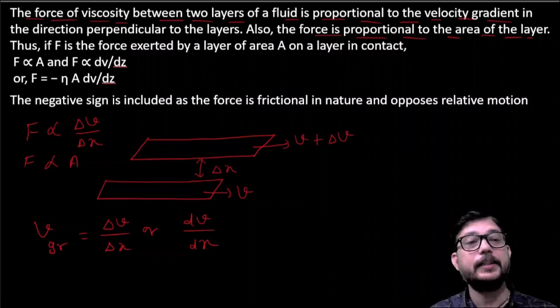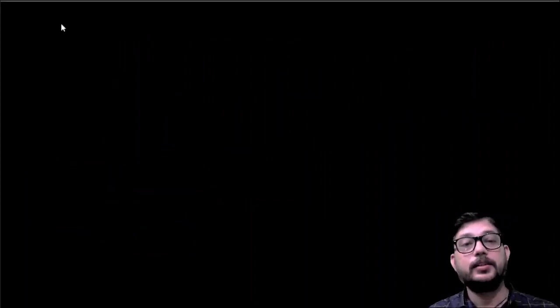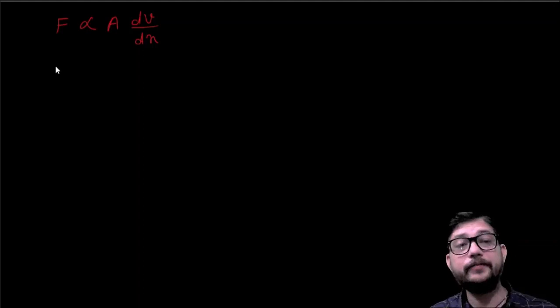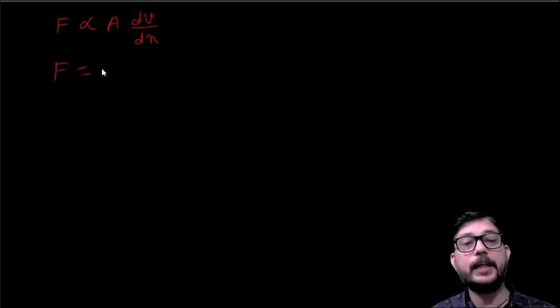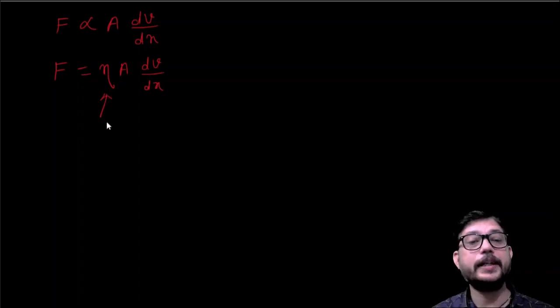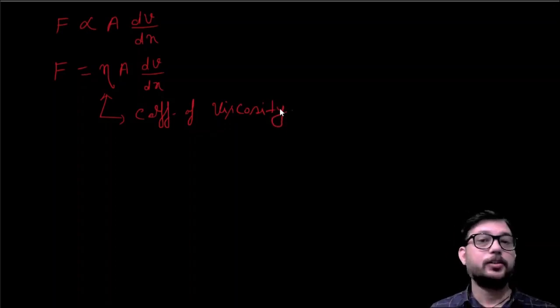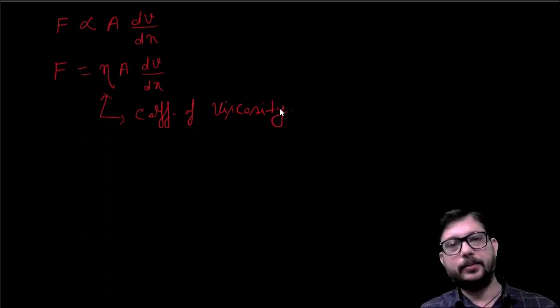As you can see, we have F proportional to capital A times dv upon dx. Now when we remove this proportionality sign, we have a constant eta, F equals eta A dv over dx. This constant is called the coefficient of viscosity. I hope that up to here it is clear now.